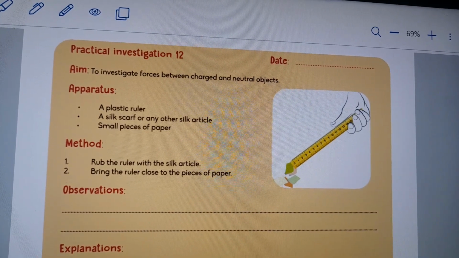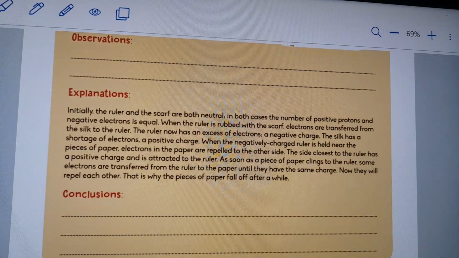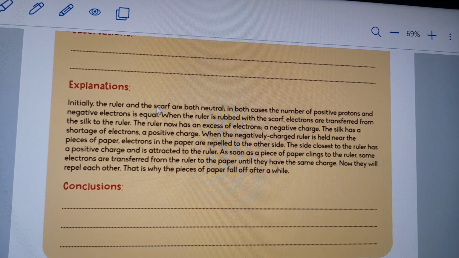So that happened in that investigation. Okay, let's look at the explanation now. Initially, the ruler and the scarf are both neutral. In this case, they use another piece of tissue paper, and both are neutral. So the ruler and the tissue paper are both neutral. In both cases, the number of positive protons and the negative electrons are equal.